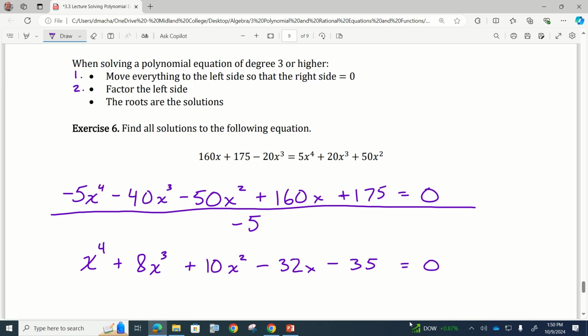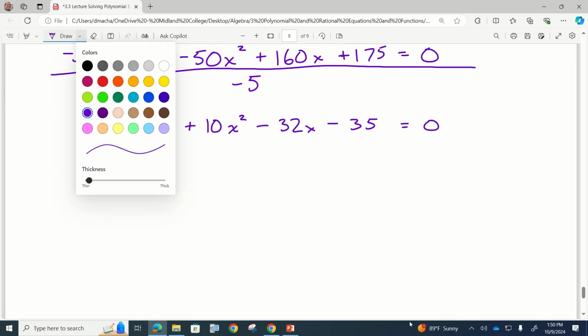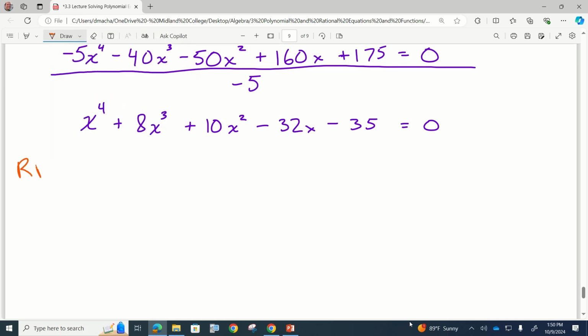So, step number 3 says, whenever I get done factoring this, the roots of this polynomial are going to be the solutions. So I don't even have to rewrite this in factored form. All I really have to do is find the roots. And this is the point where we go ahead and pull out the old rational root theorem. And I say, I'm going to make a list of possibilities that looks like plus or minus the factors of 35. That's my constant term.